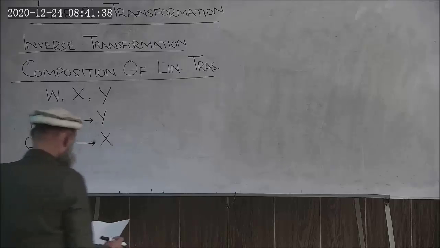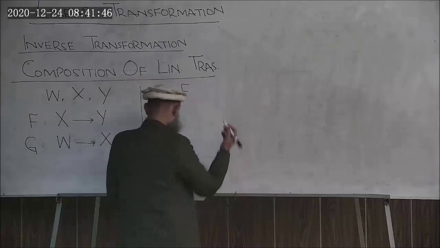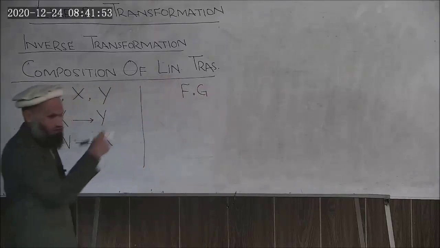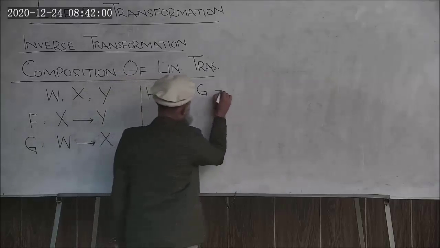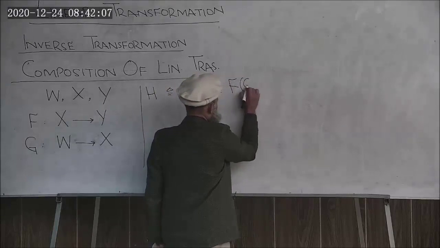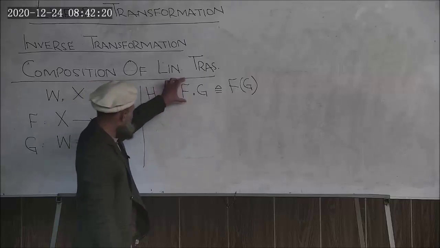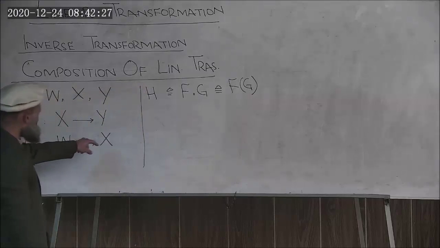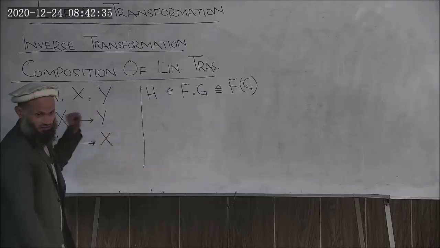So the composition of transformations is denoted by F, G. Different notations are used. F with a small circle G, and let's name it another transformation H. Another notation that is utilized is F of G. So what does this transformation do? This is called composition of linear transformations, and this transformation will transform a vector in space W to a vector in space Y.